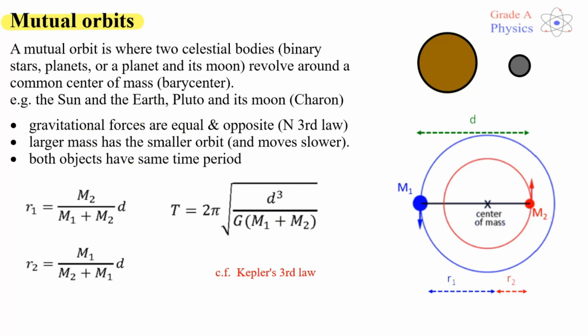So what can we say about these mutual orbits? So as we know already with gravitational force of attraction, these forces will be equal and opposite, Newton's third law.